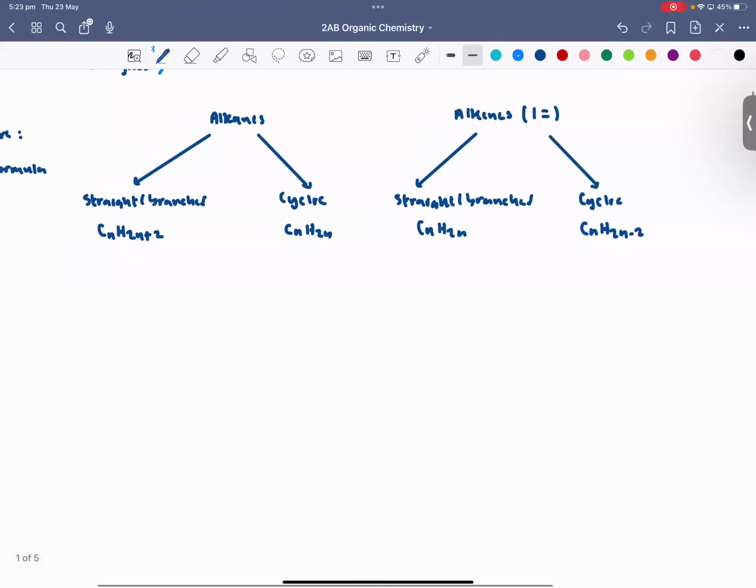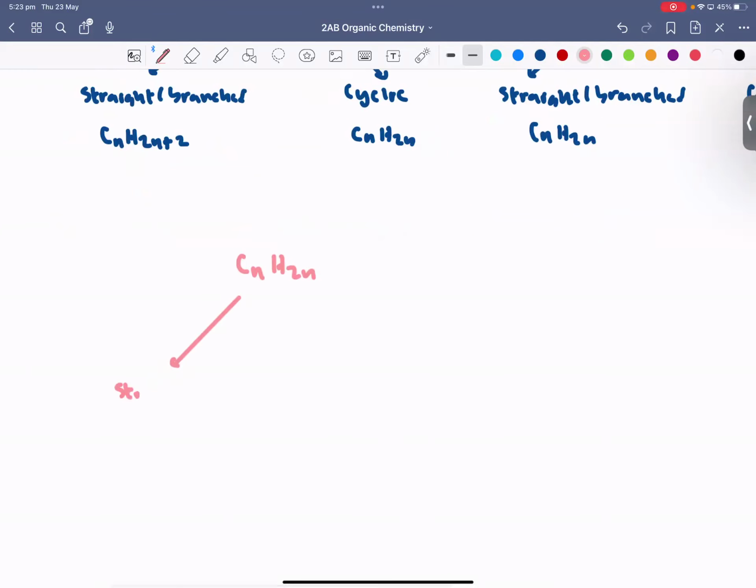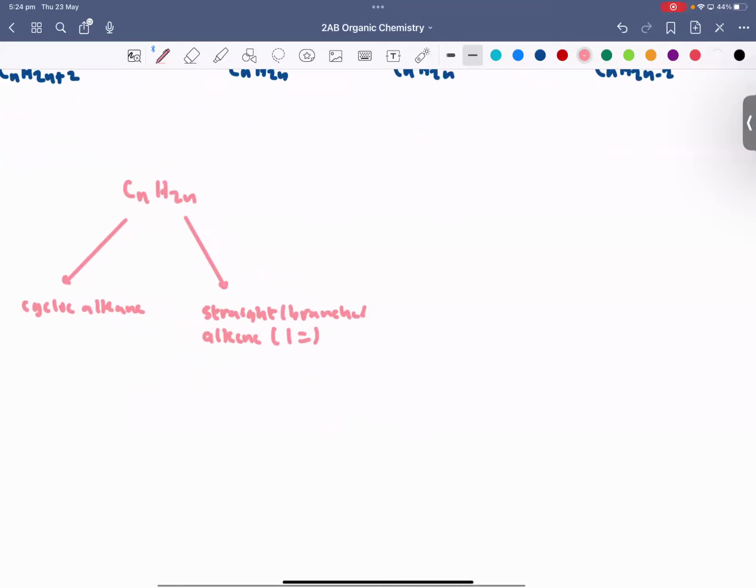So what I mean about super careful, if someone gives you something in the form CnH2n, it can be so many different things. What could it be, guys? It could be a straight or branched alkane. Or a cyclic alkane. Or what else could it be? A straight or branched alkene. But how many double bonds though? Just the 1 double bond only.